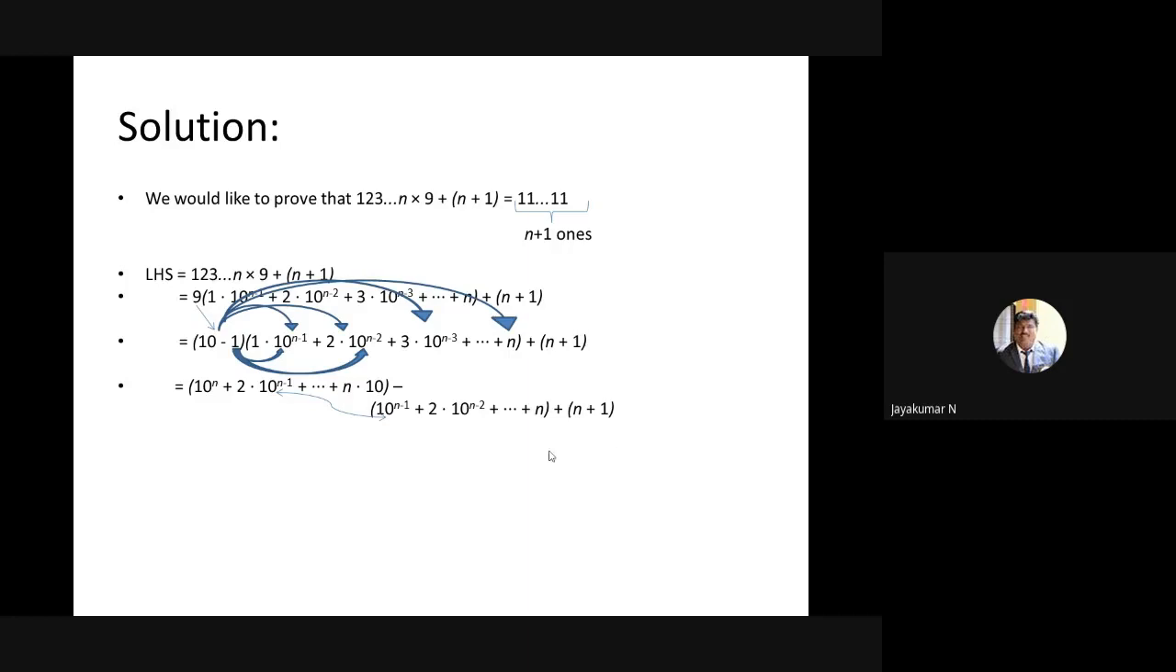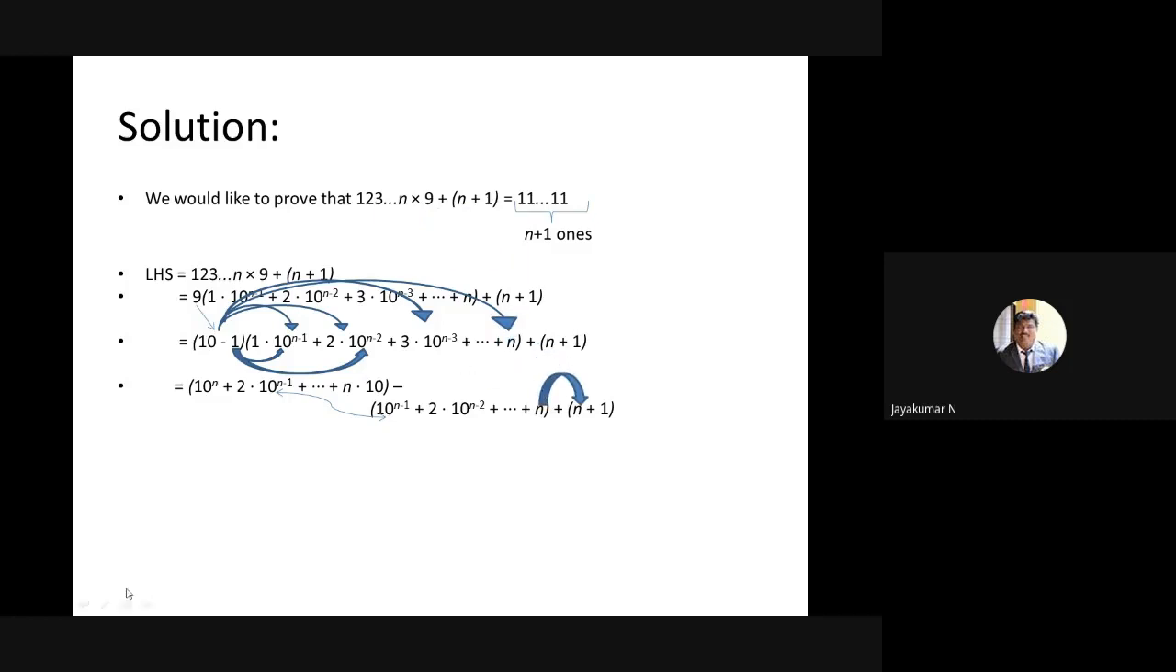Next, when you observe this, listen, I can keep 10 power n as it is, but here 2 into 10 power n minus 1, and here minus 10 power n minus 1. If you subtract it, 2 minus 1 becomes 1. The next term is 3 into 10 power n minus 2, and here your next term is 2 into 10 power n minus 2. When you subtract it, you will get 1 times 10 power n minus 2.